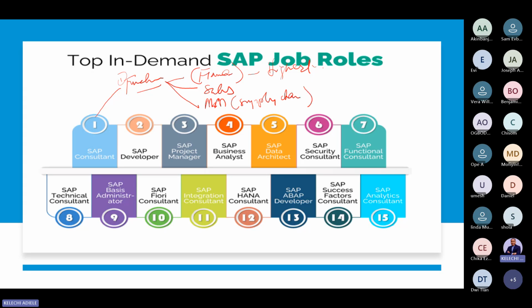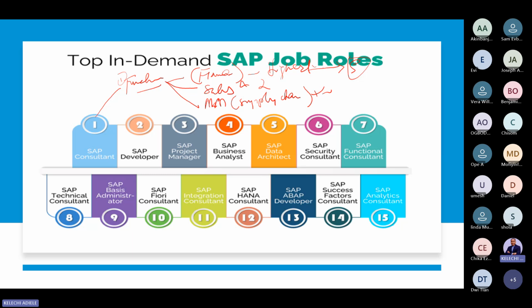However, I think to do a full implementation, you probably need more finance consultants than any module. So if you're having two consultants here, you probably would need five because finance is also very broad. Finance has over 7 to 8 core modules within finance. Most times, you don't have a consultant that knows everything, so you still need more people. So SAP consultant is the top in demand role.